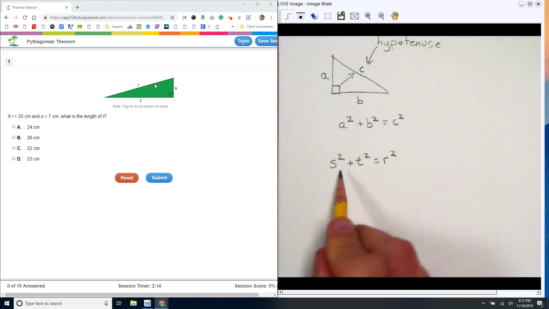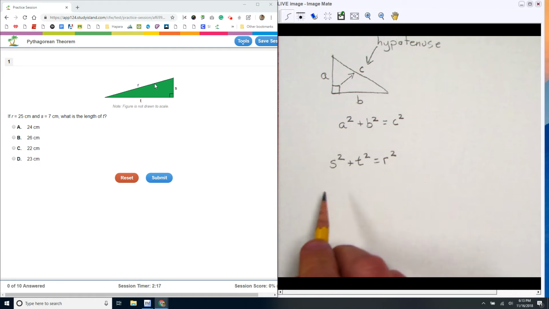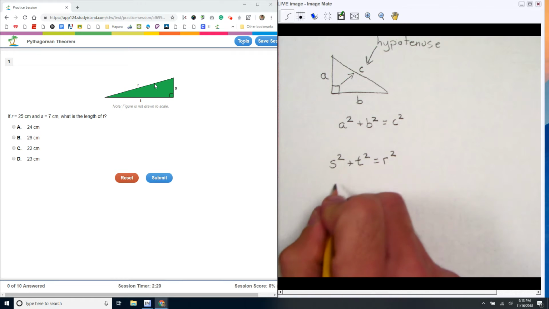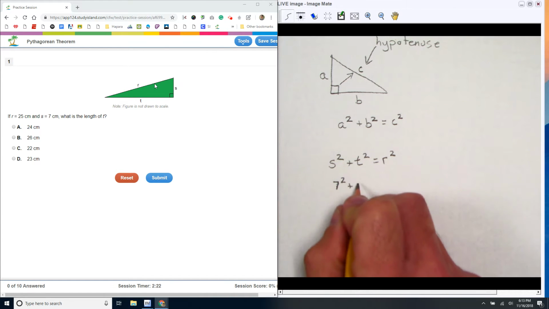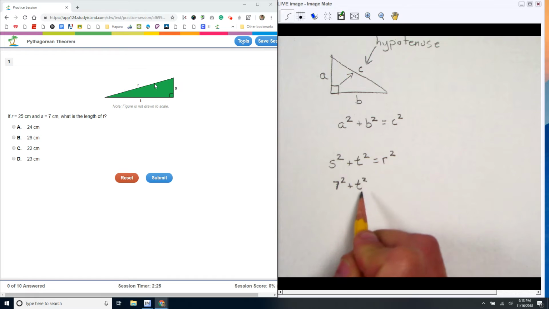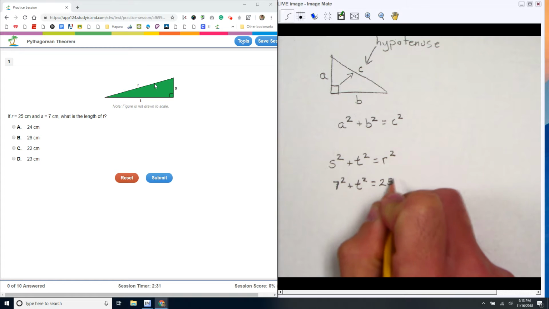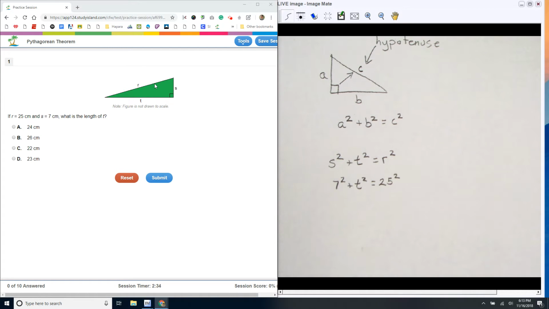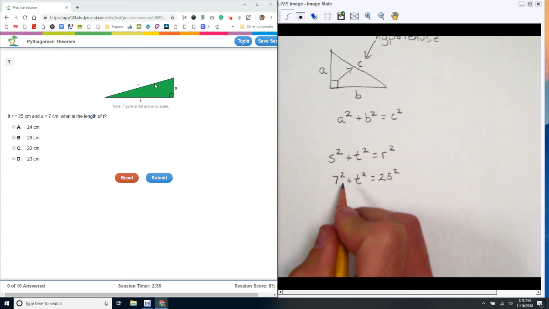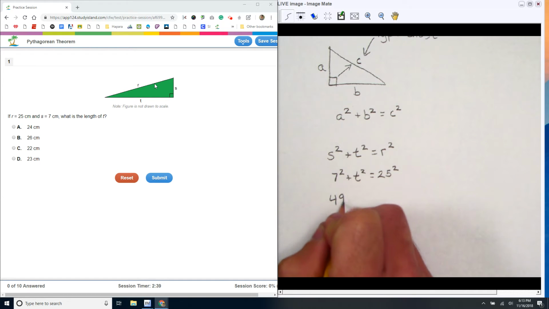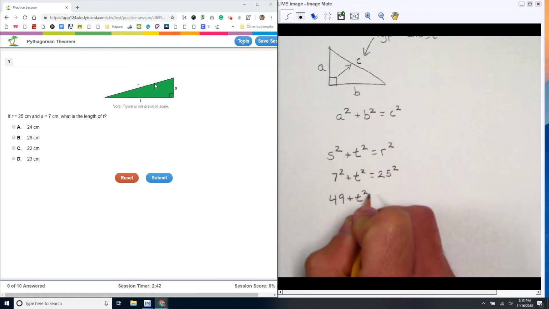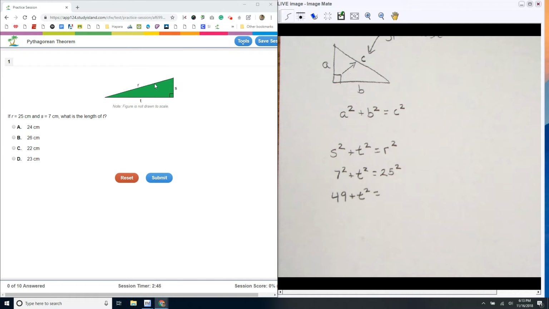So now we can substitute what we know for S, T, and R. We know that R is 25 and S is 7. So 7 times itself plus the other leg multiplied by itself, which in this case is labeled T, equals R multiplied by itself, which is 25, so 25 squared. Now all we have to do is solve for T. Well, what is 7 squared? 7 times 7 is 49. So 49 plus T squared equals 25 squared. 25 times 25, and you guys can use calculators for this, but 25 times 25 is 625.